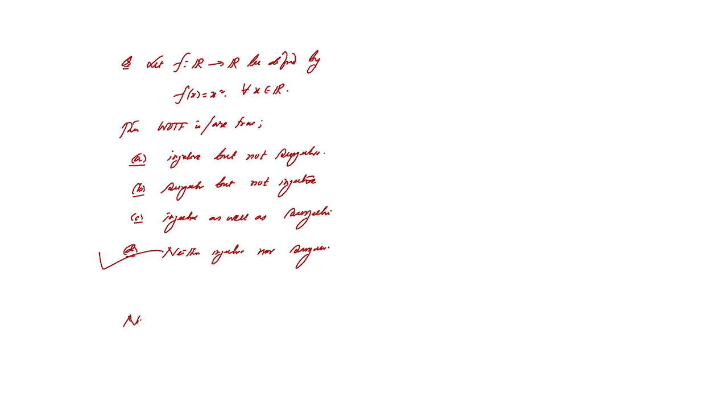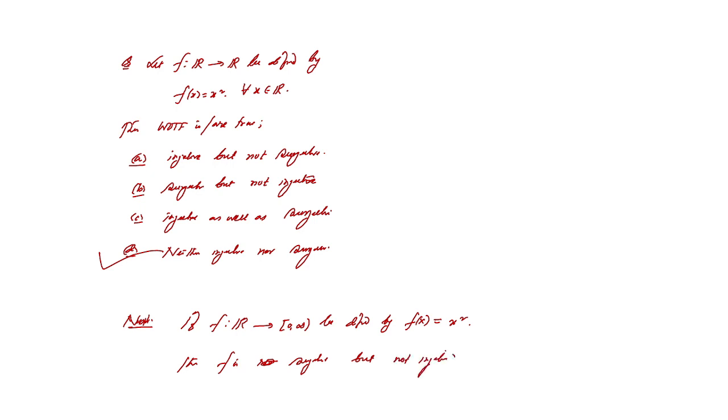But here is an important note: if the codomain is restricted, that means if f is a mapping from R to [0, infinity) defined by f of x equals x square, then f is a surjective map, surjective but not injective. Because in that case every element in the codomain set must have a preimage.